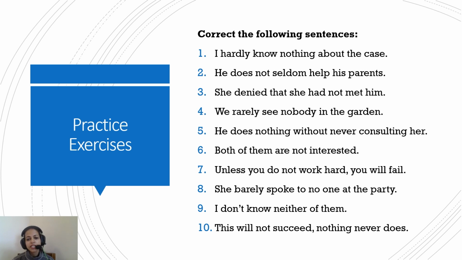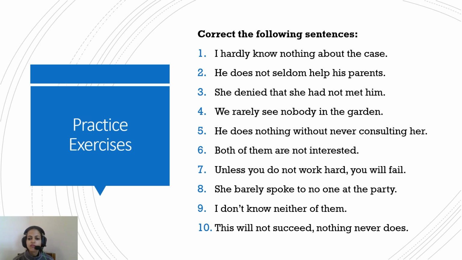Third, "she denied that she had not met him." So she denied, and not. Again, double negatives should not be used. So "she denied that she had met him" or "she did not meet him" either. But "she denied she had met him" would be a better way to go. "We rarely see nobody in the garden." Again, rarely and nobody are both negative. So "we rarely see anybody in the garden."